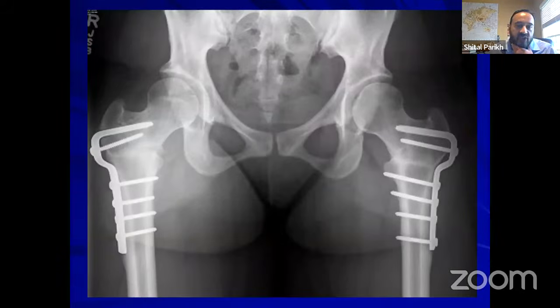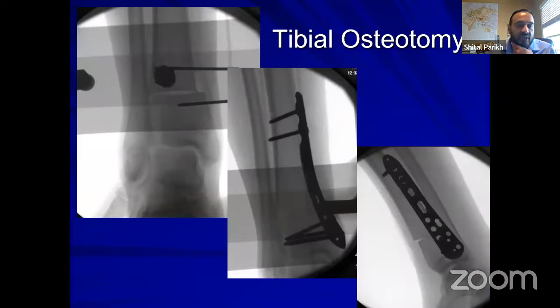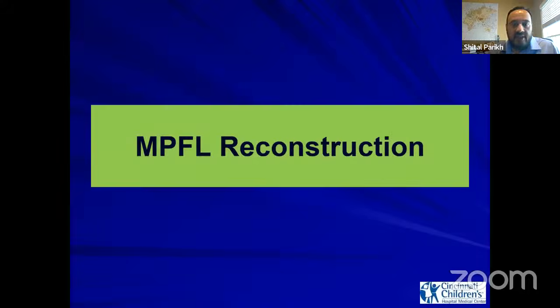This is an example of patient who had bilateral treatment of femoral anteversion, and then distally we do a supramalleolar osteotomy. And if the rotation that is required is 30 degrees or less, then there is no need for a fibular osteotomy. So we put a plate on the tibia and fix the osteotomy like this.